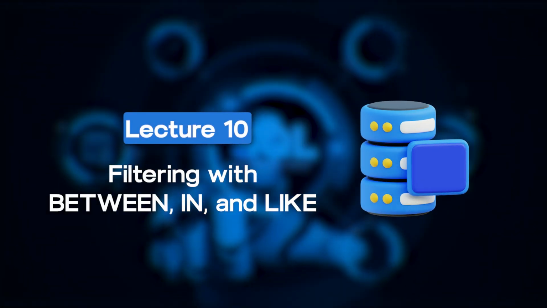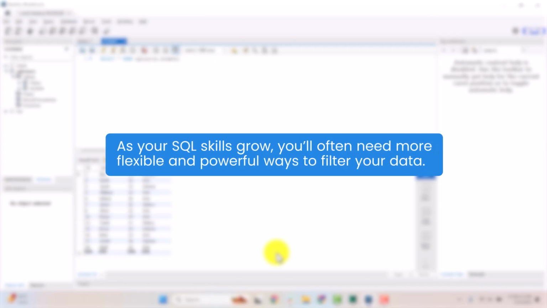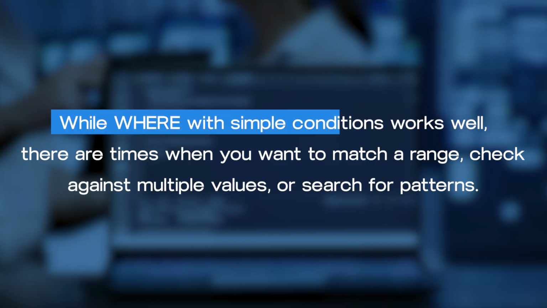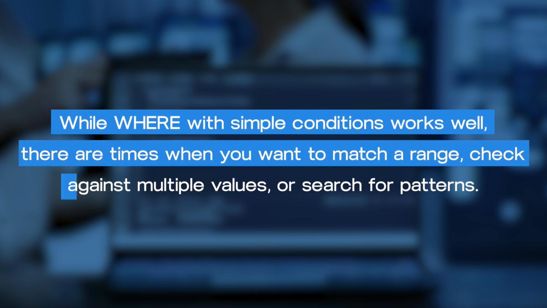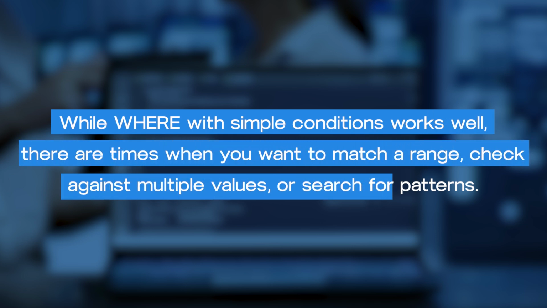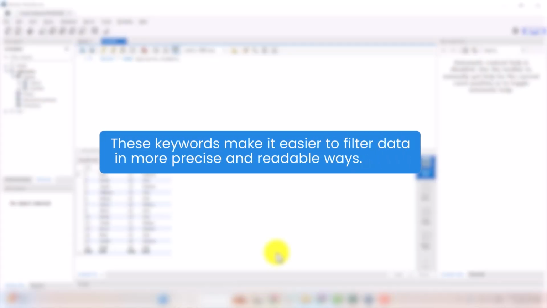Lecture 10: Filtering with between, in, and like. As your SQL skills grow, you will often need more flexible and powerful ways to filter your data. While where with simple conditions works well, there are times when you want to match a range, check against multiple values, or search for patterns. That's where between, in, and like come in. These keywords make it easier to filter data in more precise and readable ways.